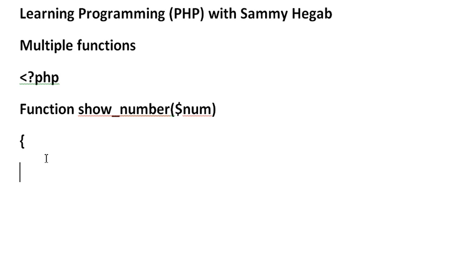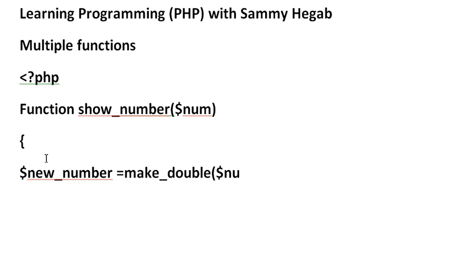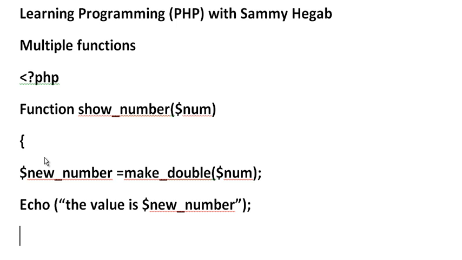And what we're going to do now is create a new variable called new number, and that will call another function called make double, and that will take in a number. And like I said before, when we complete a statement we always remember the semicolon at the end. Now all it's going to do is echo the value. So we're going to say the value is new number. Now we close the code block, and this is what we've done so far.